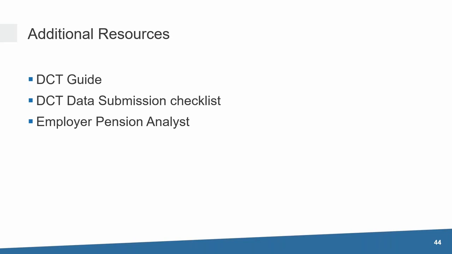There are multiple resources available to employers during the data collection process. The DCT Guide and the DCT Data Submission Checklist can be found under the Help menu in DCT. It will be available Friday, January 21st. Also, both the DCT Guide and DCT Submission Checklist will be available on the CAT website under the Employer tab within the Employer Education Guide. You can contact your employer pension analyst with any questions.